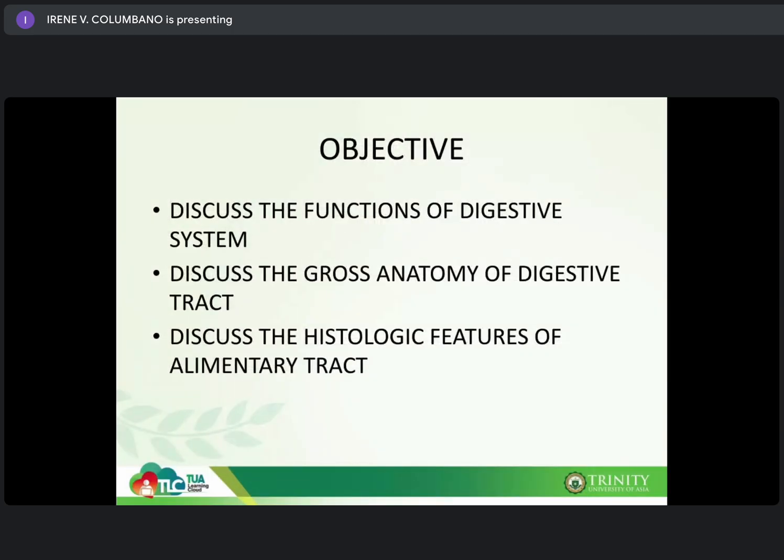So these are the objectives for our discussion for today. We will discuss the function of the digestive system. We will discuss or review the gross anatomy of the digestive system and discuss the histologic features of the alimentary tract.